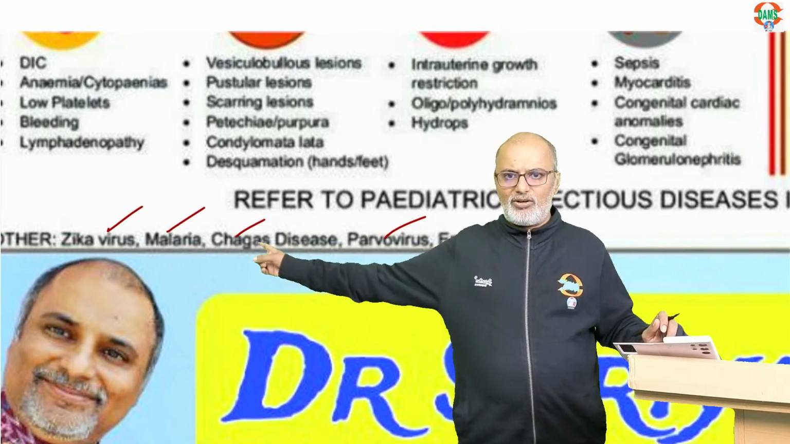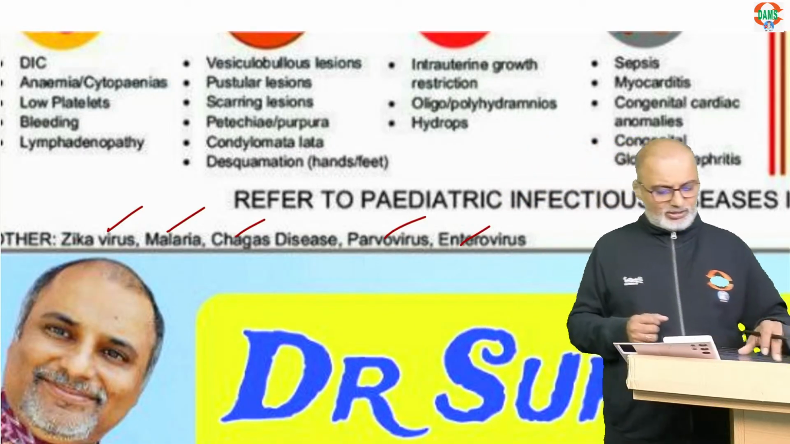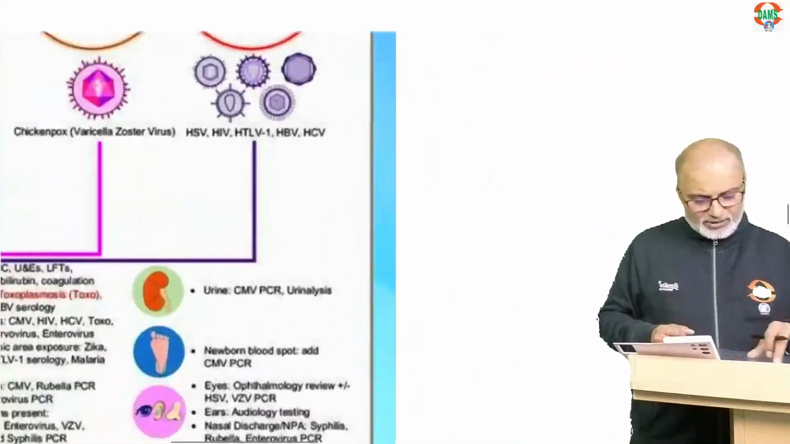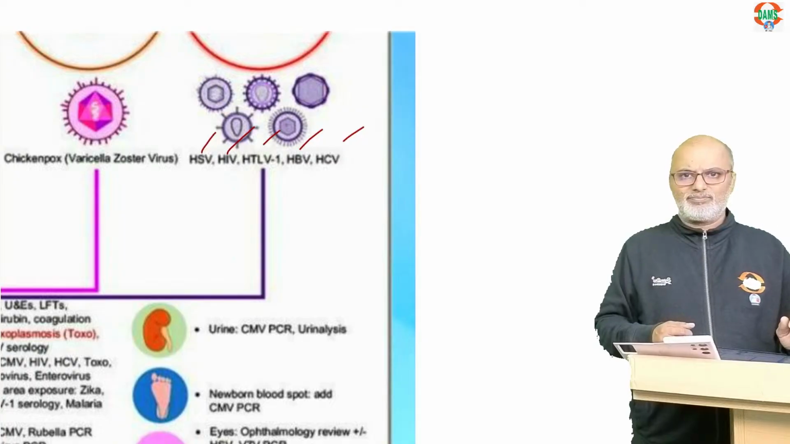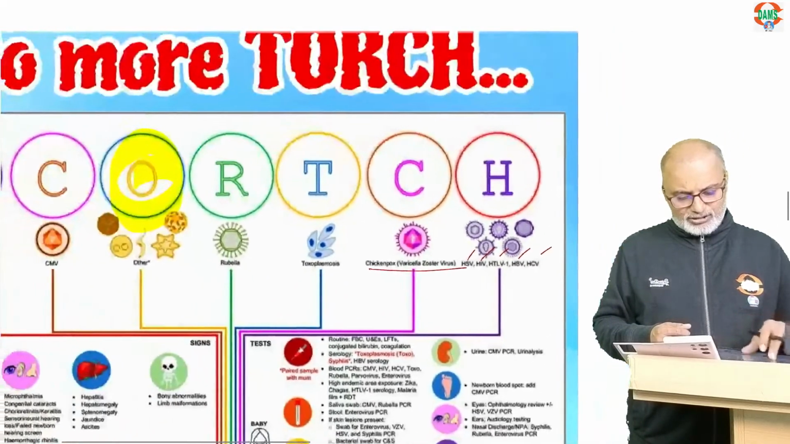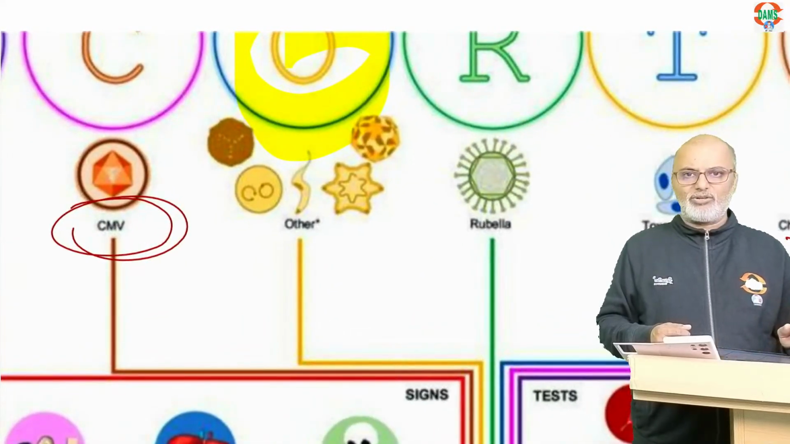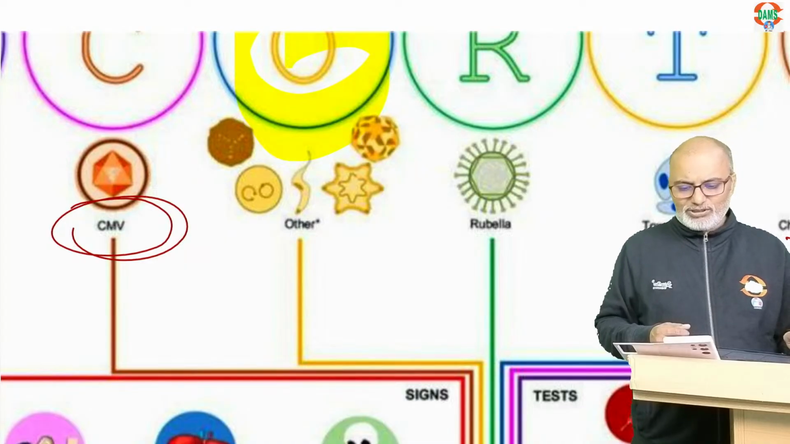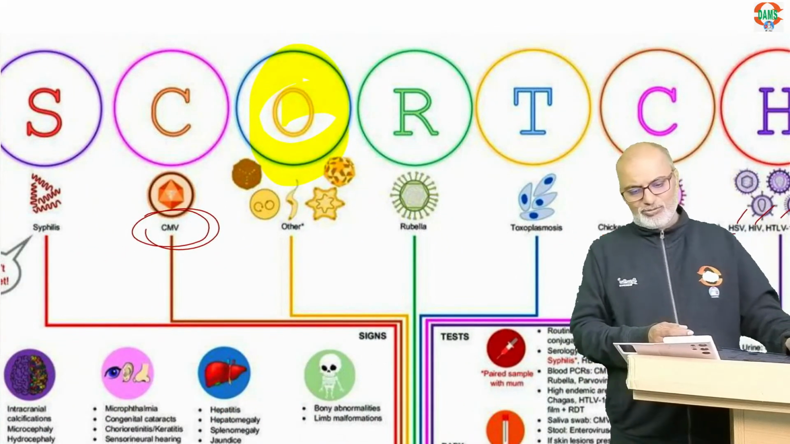See the list of all other viruses. That is important. Almost 17 to 18 are there in total. If you see overall, H stands for herpes simplex virus, HIV, HTLV, hepatitis B, hepatitis C, all H. And C for chickenpox, SCORCH. This C is for cytomegalovirus. So you must know this. O for others: syphilis, varicella, etc. Yes, you are right, Rizwan.